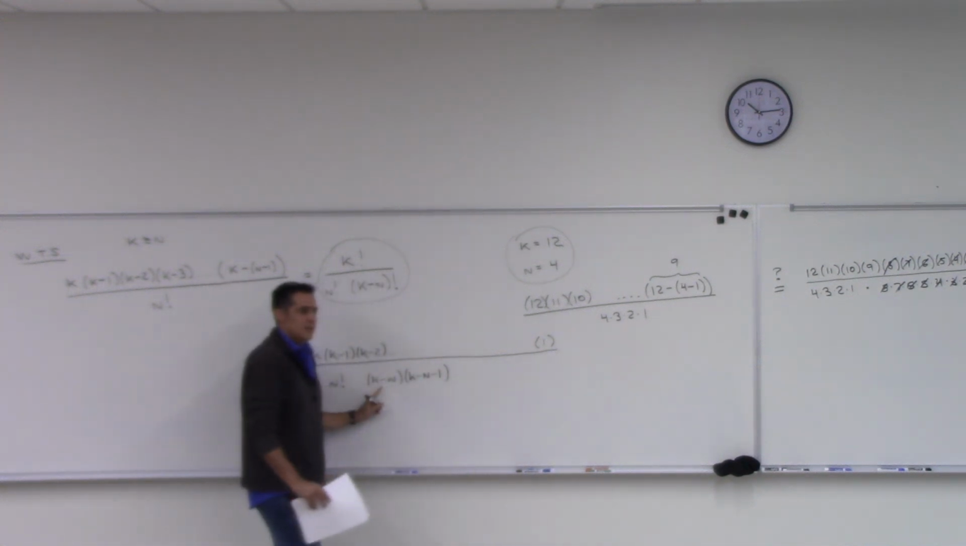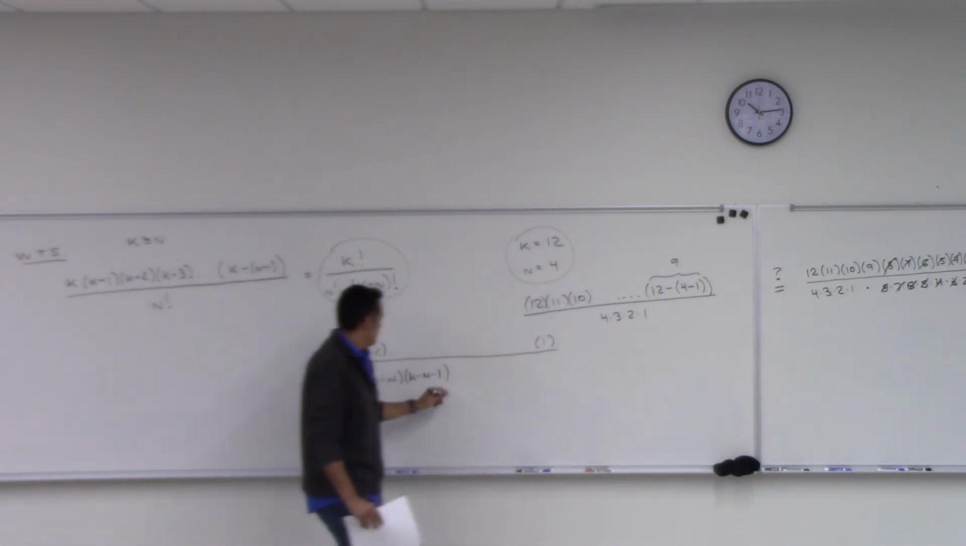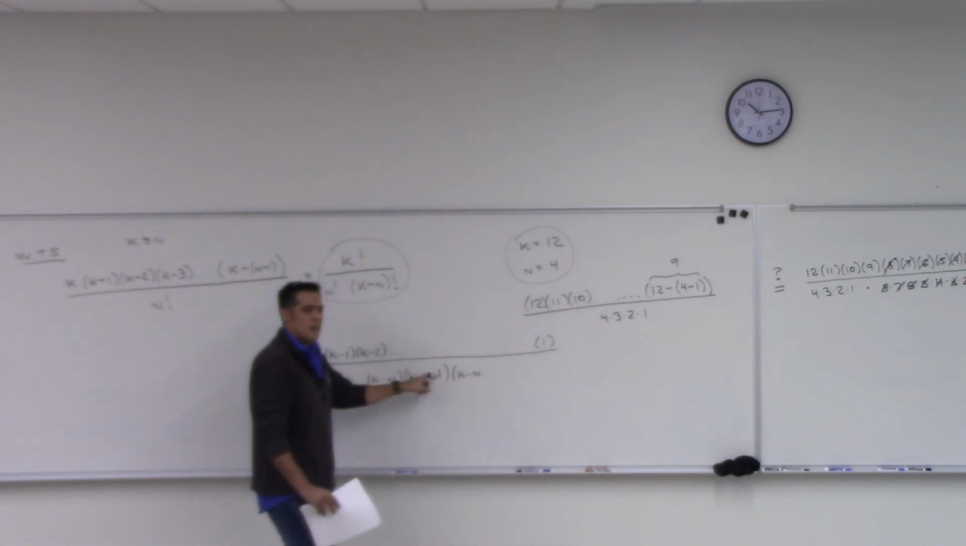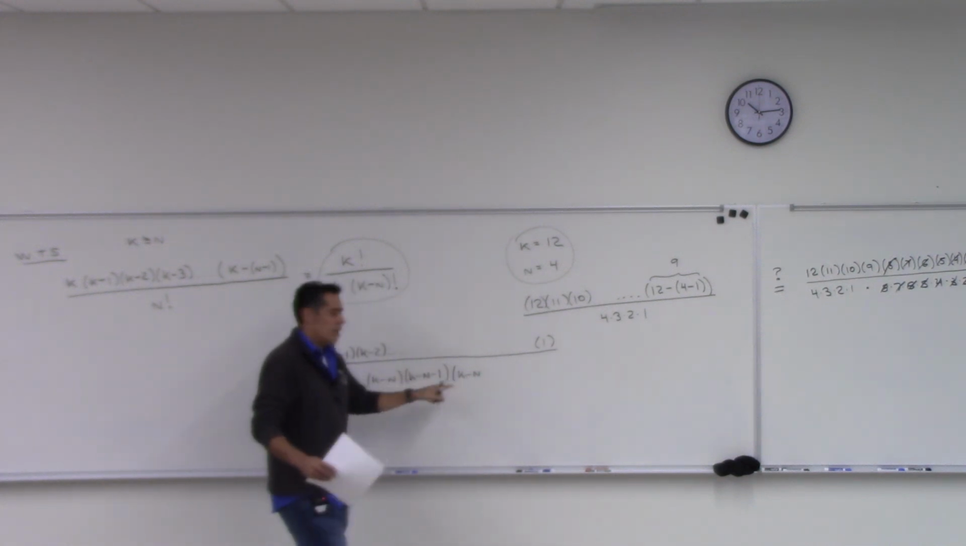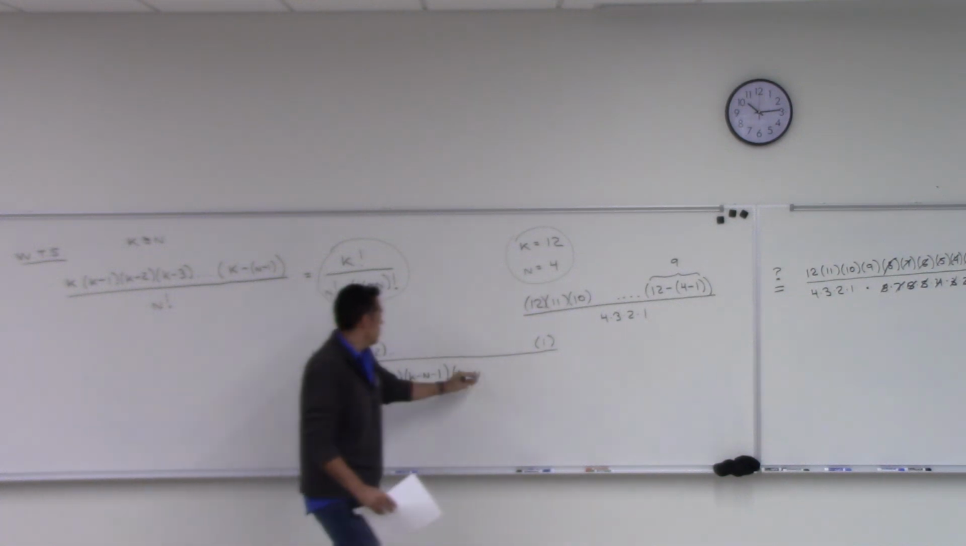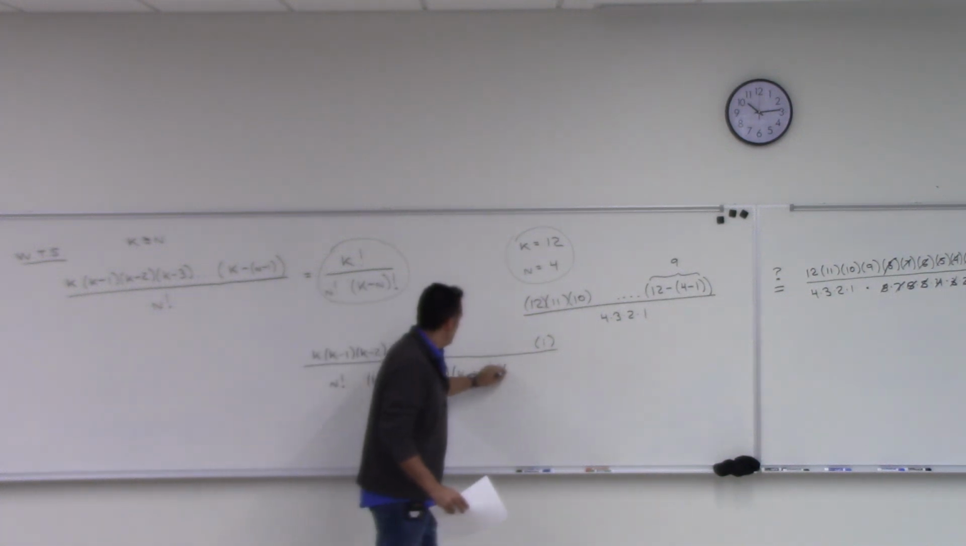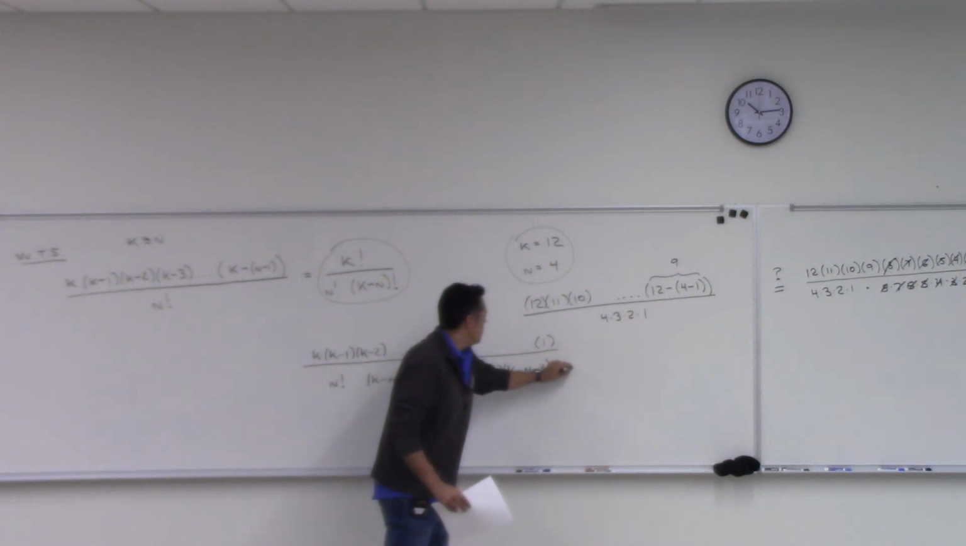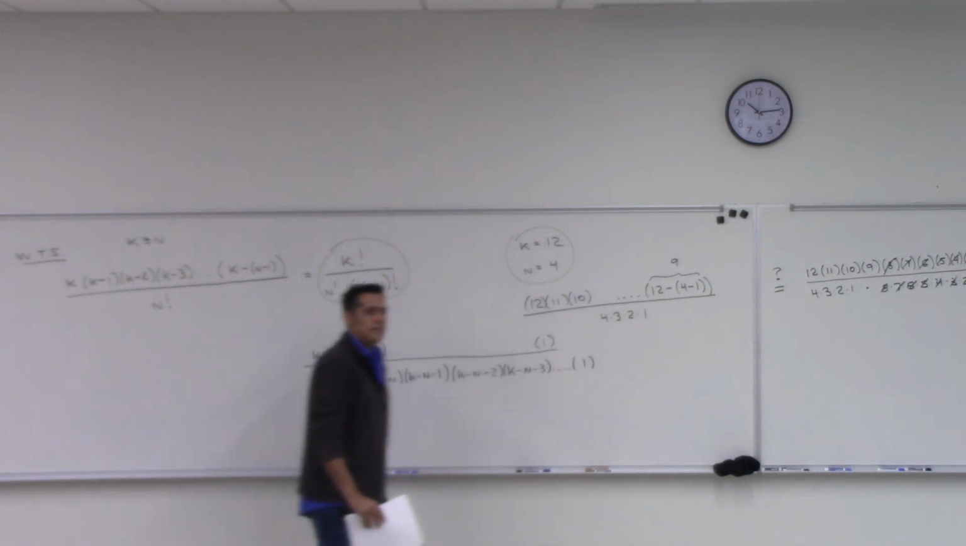So one less than this one. What would the next one be? k minus n, but now I take away 2, one more than before. And then k minus n minus 3, and then all the way down till I get to 1. Agreed?